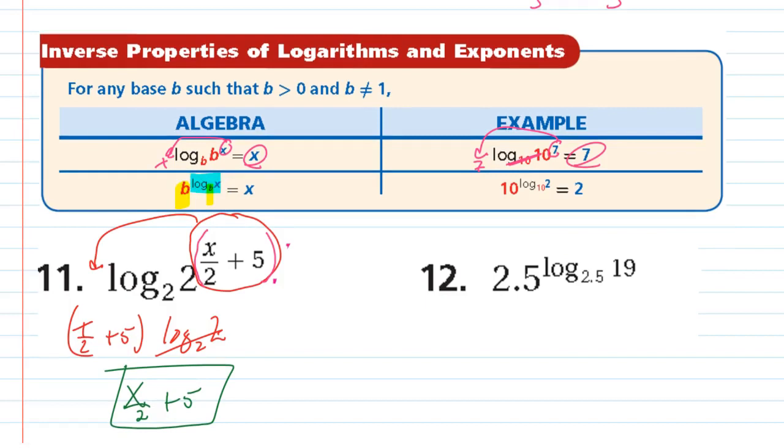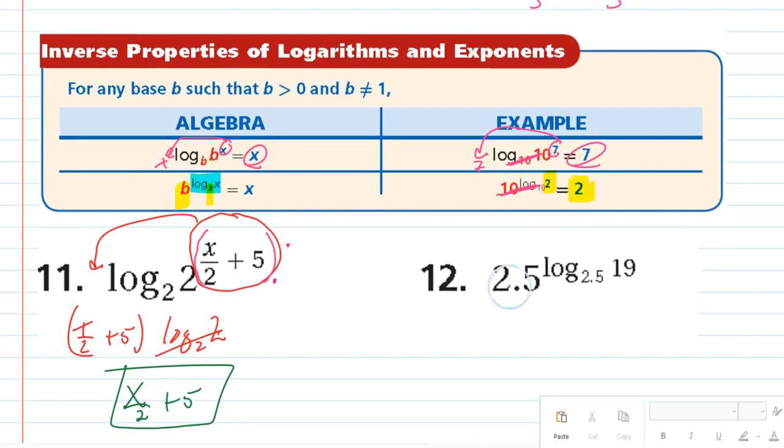So it's weird to see a log up in the exponent, but we're going to use this a lot when we're solving logs. So 10 to the power of log base 10 of 2. They just cancel out, and we're left with an answer of whatever was in the log. The 2 is in the log.